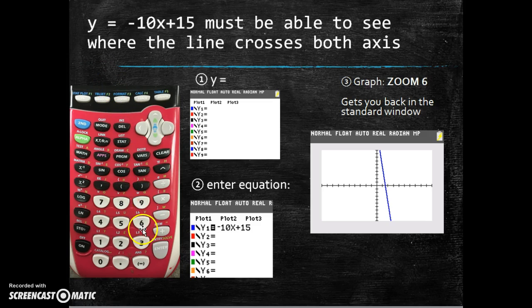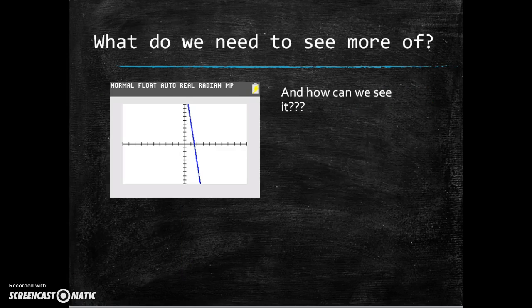Zoom 6. What does that do, Ms. Fitzgerald, and why would I do it? Well, that gets you back to the standard window. So now, instead of this being way out here to -20, you're back to -10, your standard window. -10, 10, 1. -10, 10, 1. That's where you want to be. That's where you need to be for this part. So when you do that, this is the graph that you should have. Go ahead and press pause if you need to while you get there, and then press unpause when you're done.